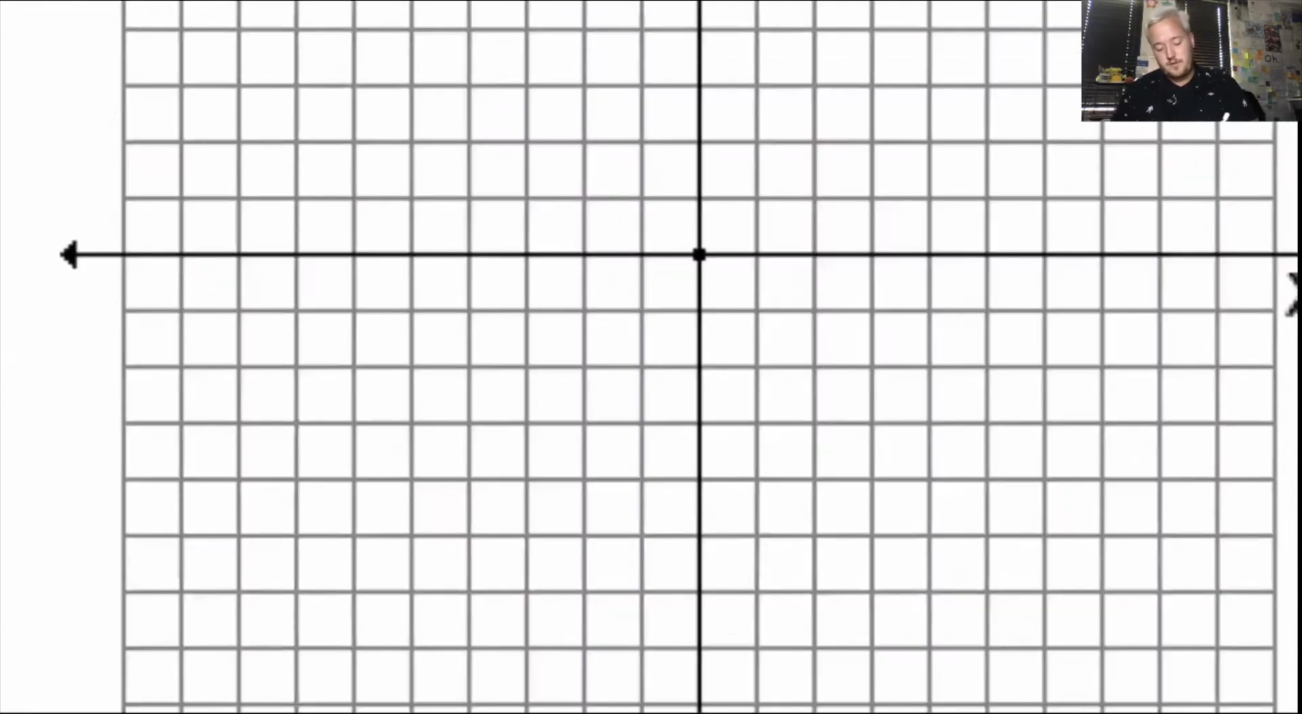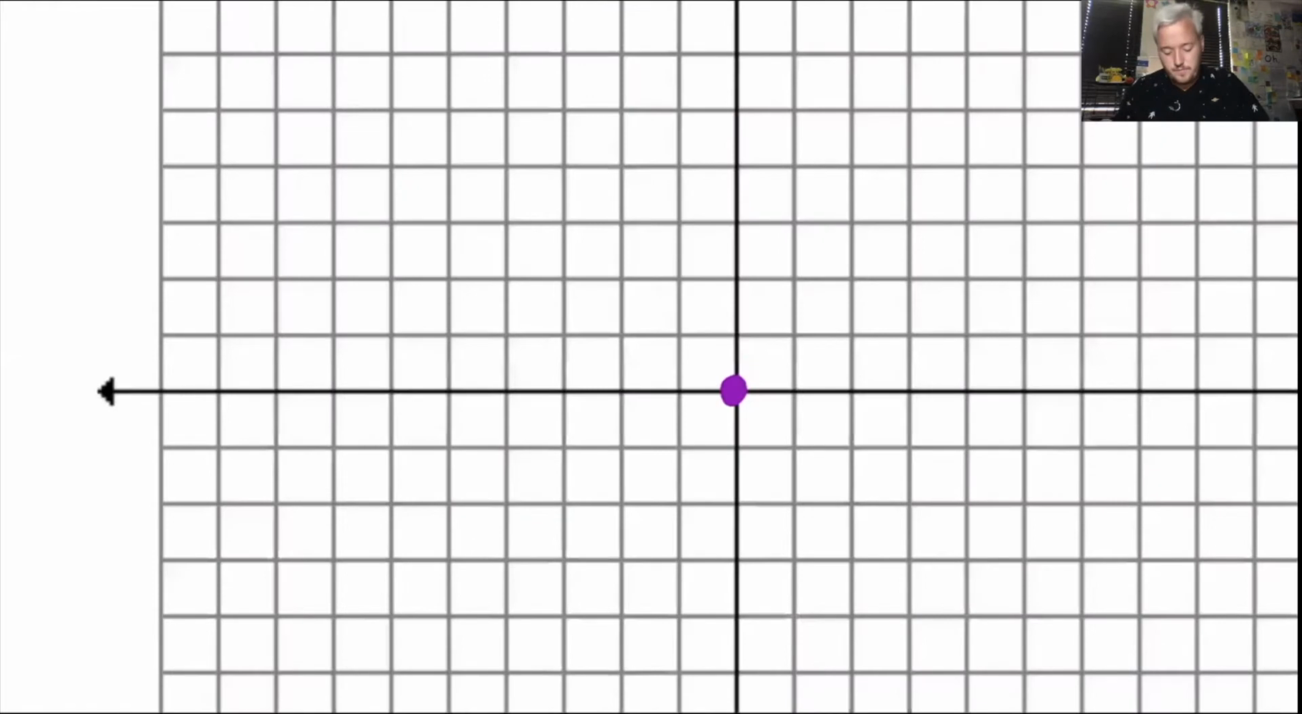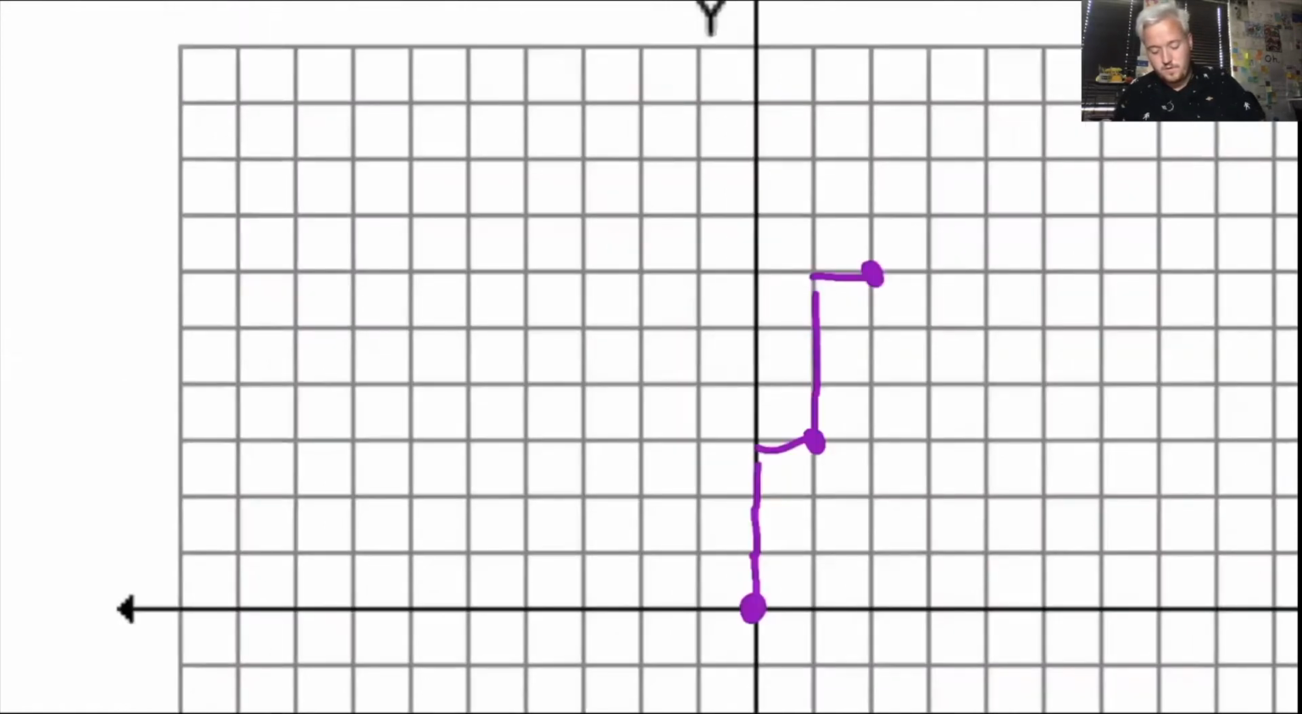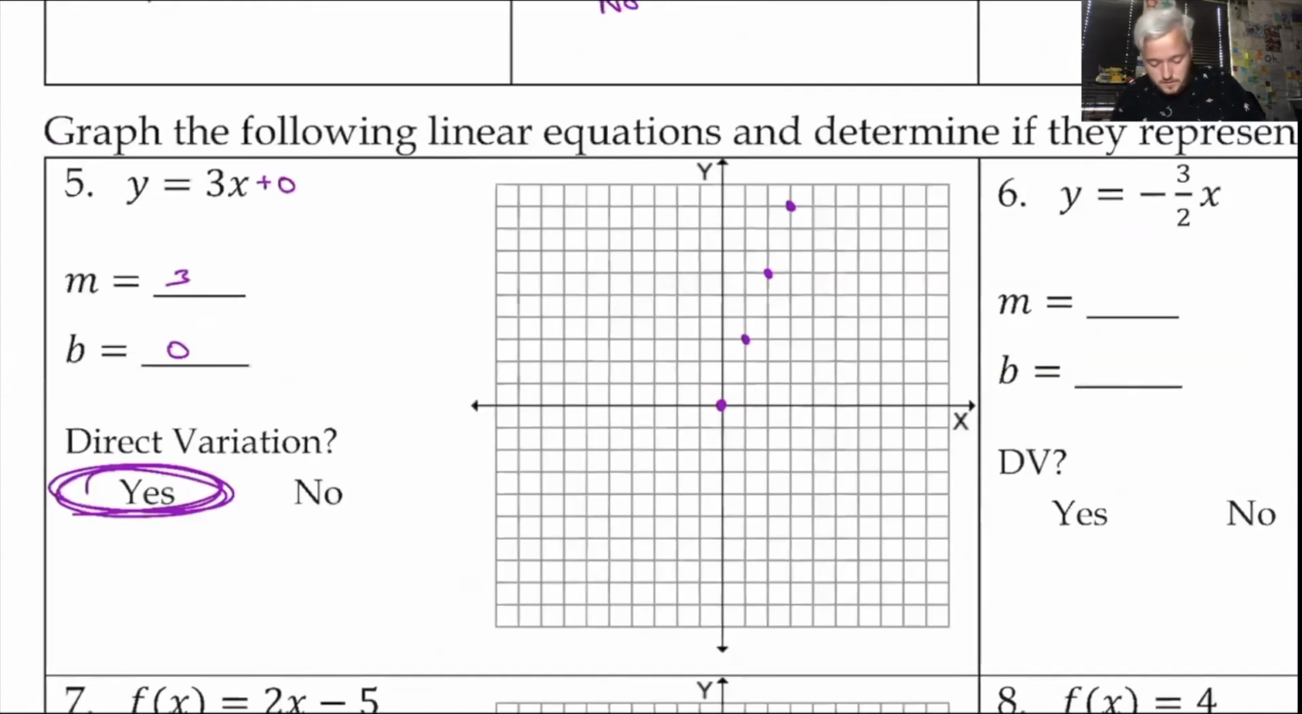So I'm going to start at 0, apply my slope of 3, which means up 3, right 1. So 1, 2, 3 over 1. All right, so that's all I need for my graph. I'm going to extend with arrows. Boom, done.